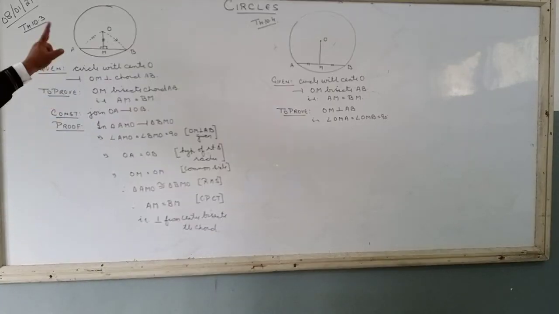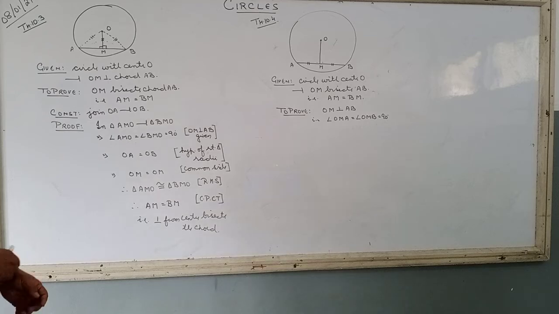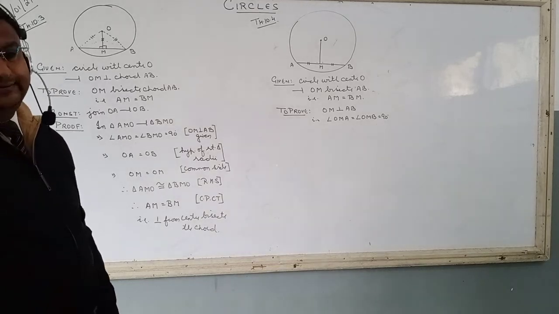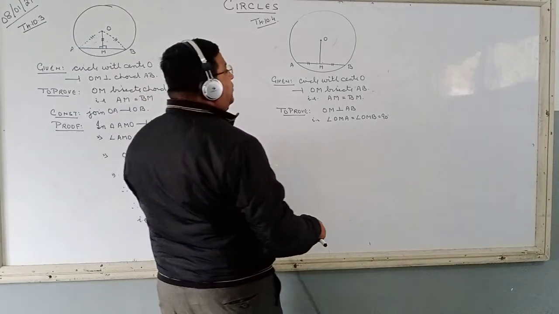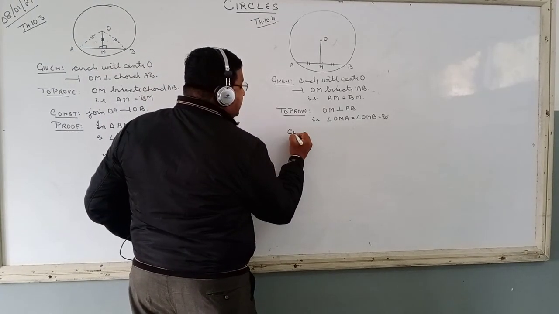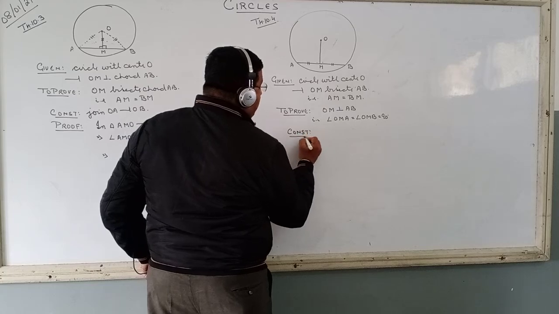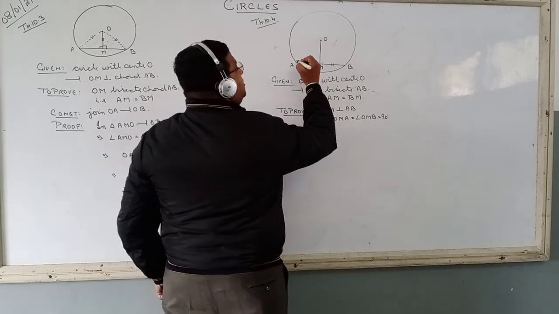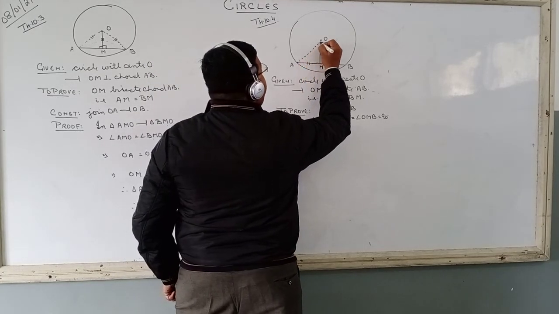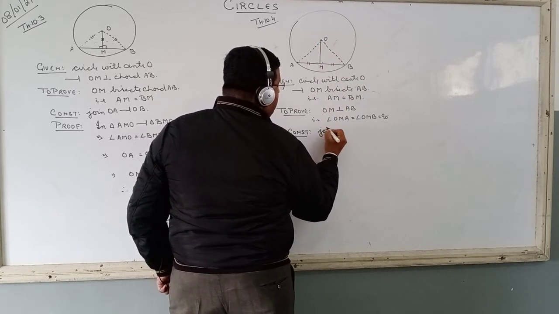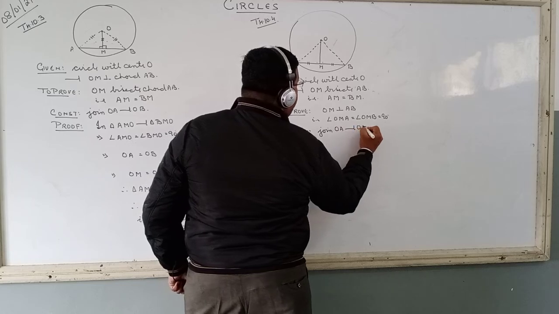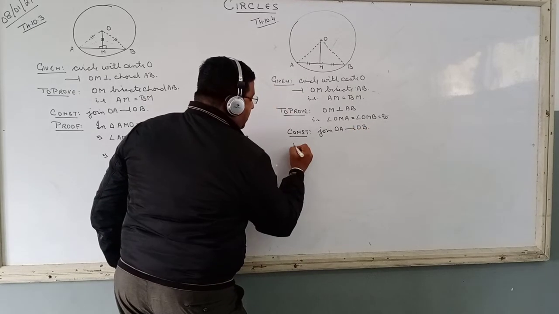Clear? We proved two triangles congruent to show that it is bisecting. Similarly, here also we will prove it congruent, nothing else. Construction, the only property of congruency will vary. What construction? Join OA and OB. Proof.